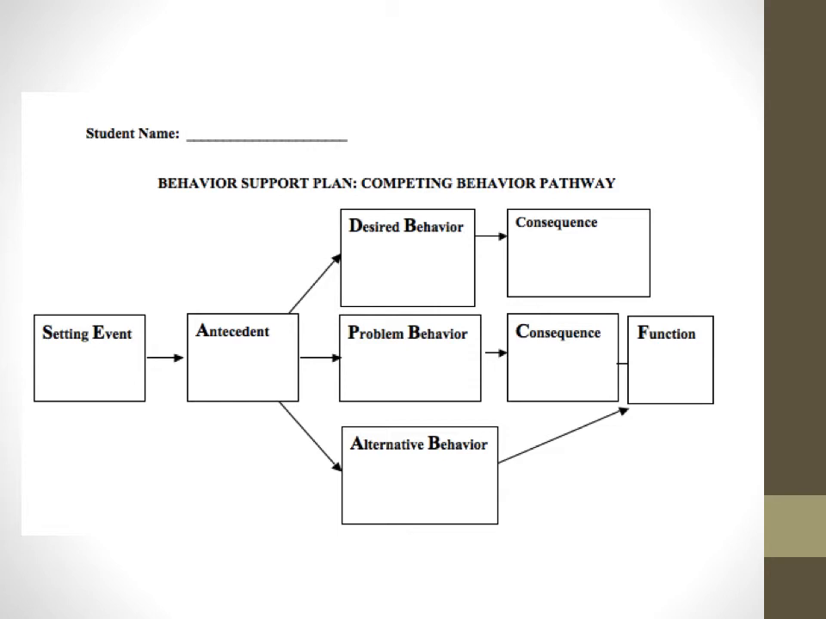Using Annie's information, you will fill out this pathway: setting events, antecedent, problem behavior, consequence, and function. Also, you have to identify the desired behavior and the consequence, and alternative behavior as well. And once you're done, you can upload your answer to Blackboard.